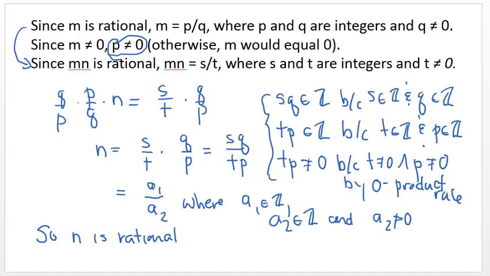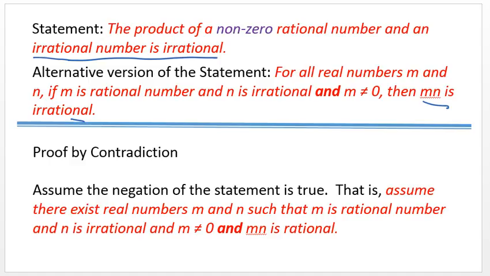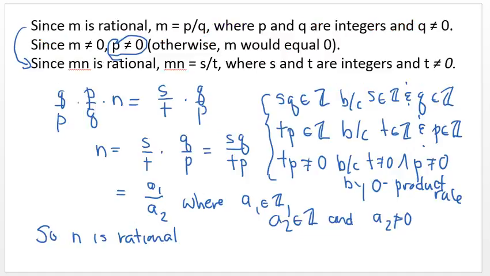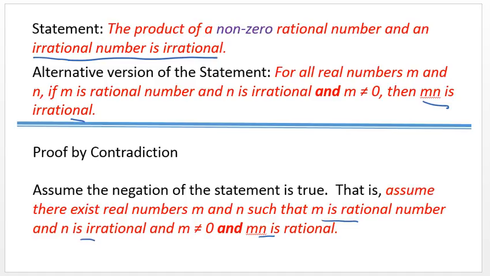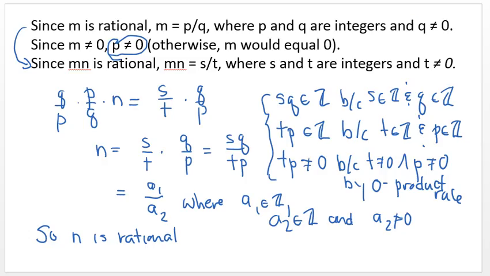But now I want you to look back at that statement. The statement says, let's assume that there exist integers m and n such that m is rational, n is irrational, and mn is rational. But what we showed through those assumptions is that n is rational. So n cannot be both rational and irrational. So there's our contradiction. So n is rational, which contradicts that n is irrational.